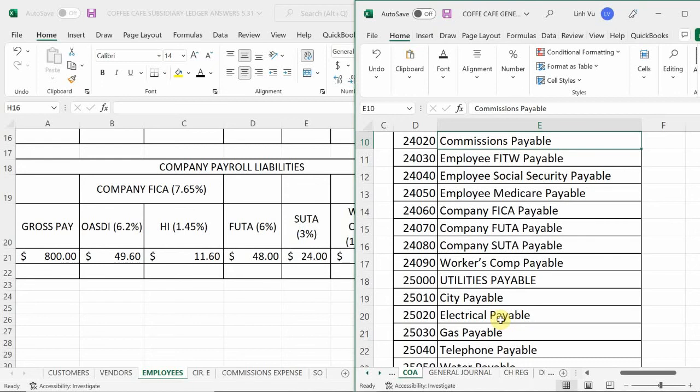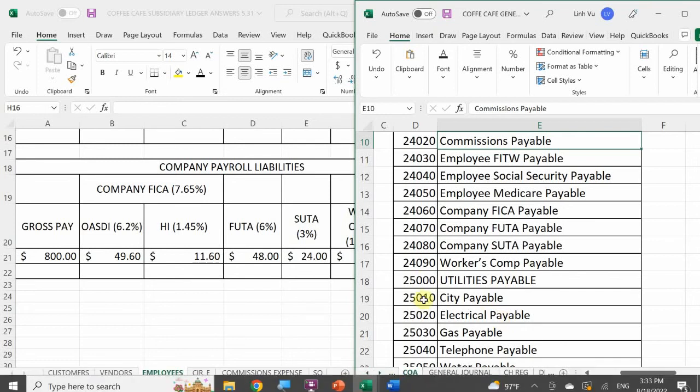payable. So in this case, right here we have company FICA, which is Social Security and Medicare combined. We got company FUTA, company SUTA, and workers' comp. So 2460 to 2490, right? Straightforward.